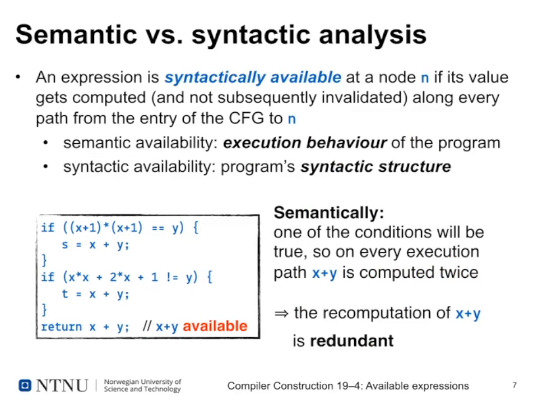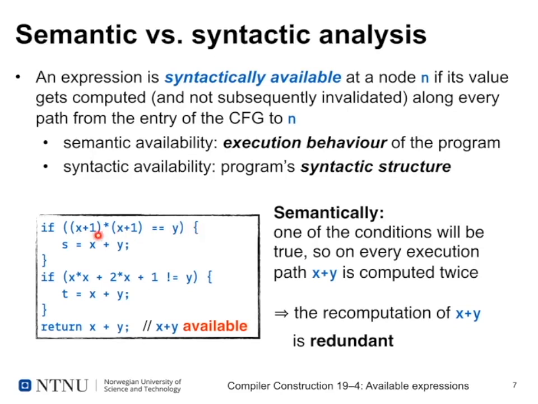An expression is syntactically available at a node n if its value gets computed and not subsequently invalidated along every path from the entry of the control flow graph to this program point n we're looking at. So semantic availability means we're looking at the execution behavior of a program, whereas syntactic availability means we're considering the program's syntactic structure. We have another example here on the left-hand side.